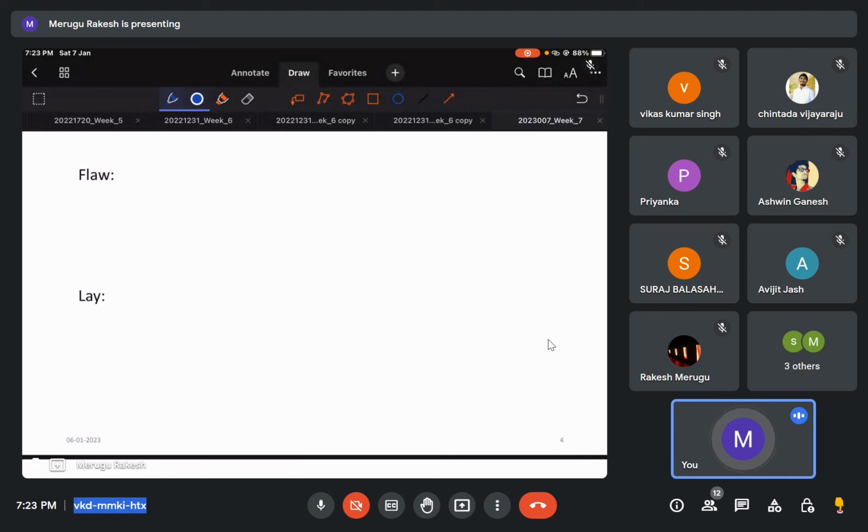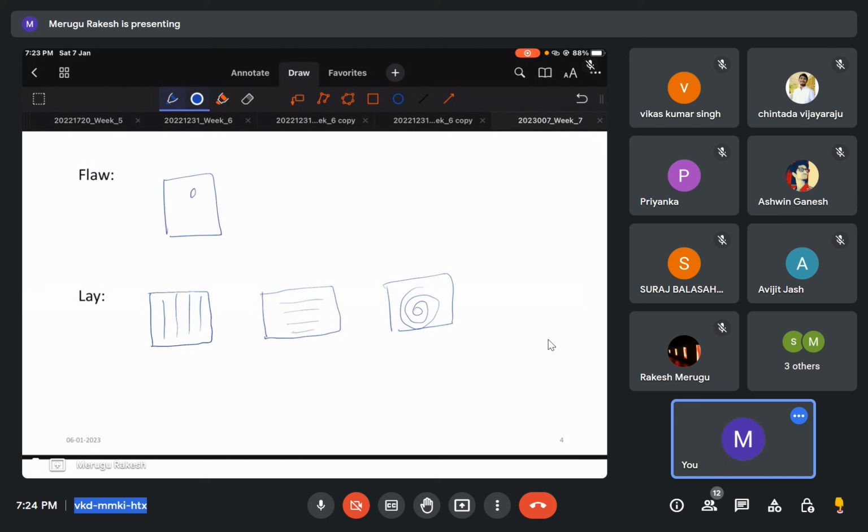So as you pointed out, lay is the tool marks that you get on the surface. Suppose I am doing a shaping operation, I can easily get this type of lay marks. Whereas if I am doing some random operations, I can get marks in this direction, or something like this. The marks of the tool are related to the lay, whereas flaw is nothing but some surface defect present on the surface.